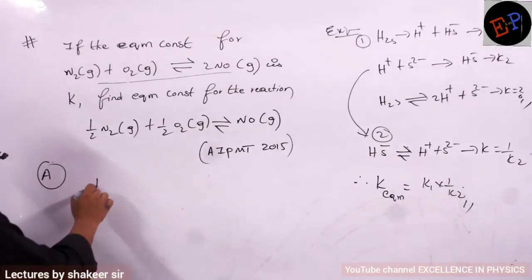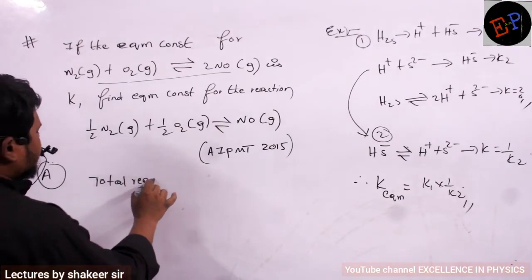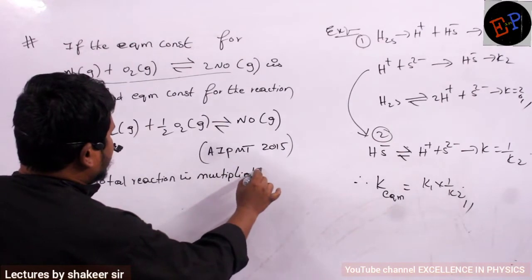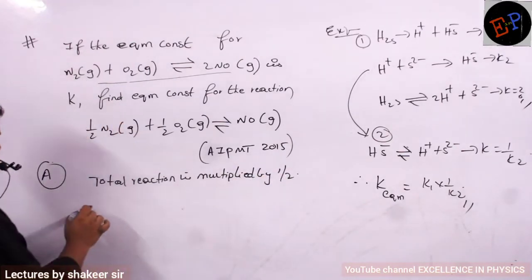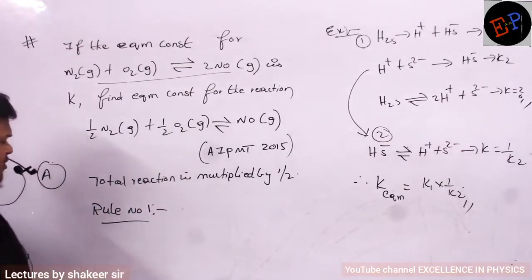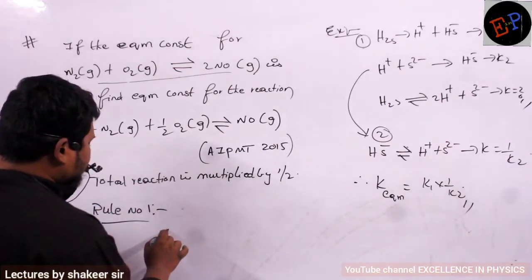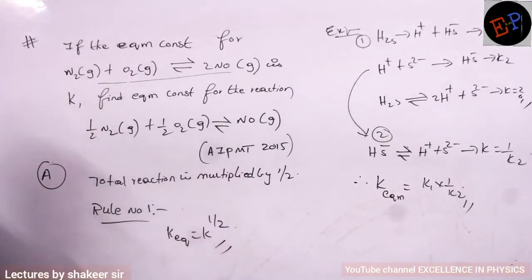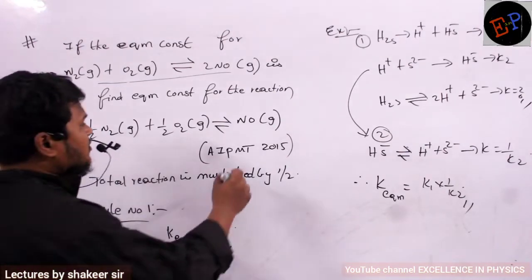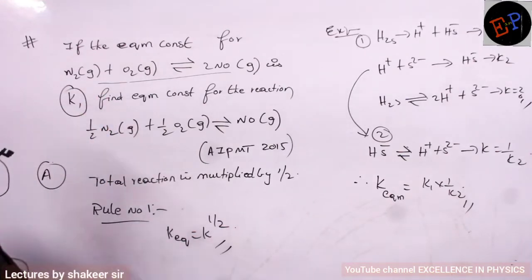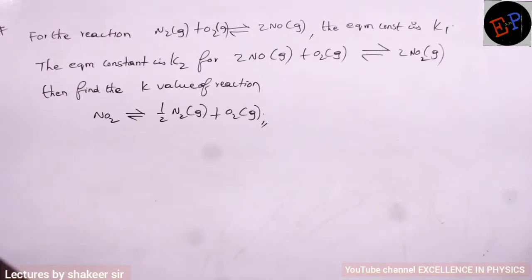So the total reaction is multiplied by 1 by 2. Therefore, which rule do we have to follow? We have to follow rule number 1. So I will write K equilibrium is equal to K power 1 by 2. That's all. That is my answer. Understood? The original equilibrium constant is K. The constant multiplied is 1 by 2, so K power 1 by 2. That is our answer.